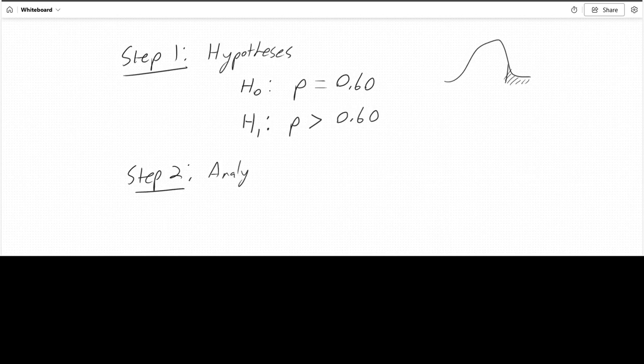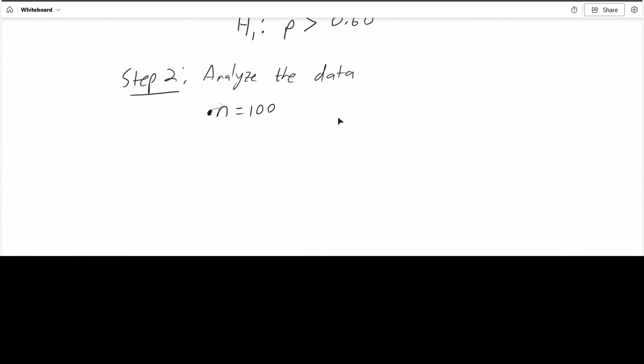We know all the steps, so we can probably collapse them into just our second step. Analyze the data, assuming that we collected it. Yeah, let's say we went out and handed 100 people, so our sample size is 100, a slice of this new pizza, and we asked if they enjoyed it. And let's say that 68 of those people enjoyed it.